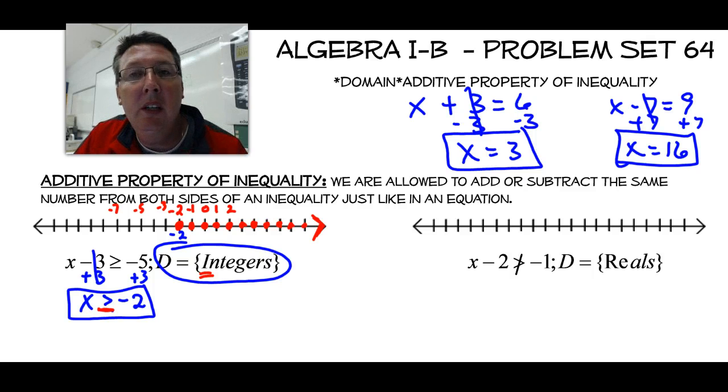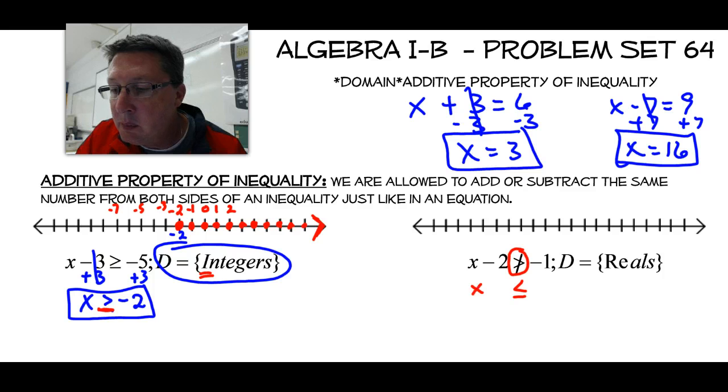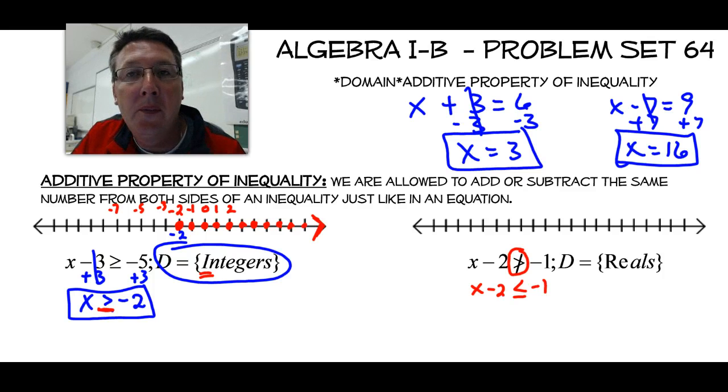The second problem here, my domain is real numbers. So real numbers, we're going to be shading on the number line. First thing I need to do is take care of that symbol. When you see a slash through there, that slash means it is not, in this case, greater than. If it is not greater than, then I need to turn that around and make it less than or equal to. So I have this problem. X minus 2 is now less than or equal to -1.